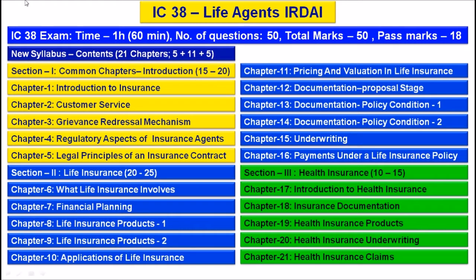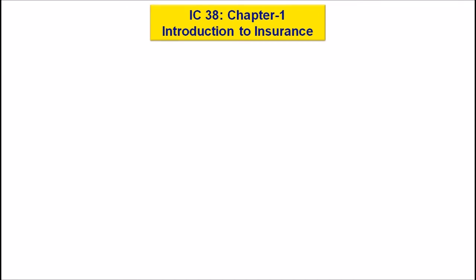This is how these 3 sections are divided, and the expected marks from section 1 are 15 to 20 marks, and section 2 20 to 25, section 3 10 to 15. Dear friends, the details about this are given in another video of the previous section. In this video, we are going to learn in detail about introduction to insurance. Introduction to insurance. Chapter 1.